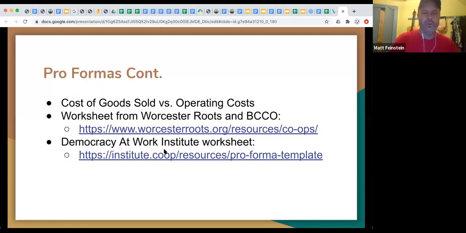Any other burning questions about cost of goods and overhead stuff? All right, let's get back to, oops. So these again are the links to pro formas. Are you able to see these pro forma links now? So again, the service one that we just did is at the Worcester Roots website there. That's a good one for services. And if you have more of a retail kind of business, the DAWI one is really good, the institute.coop one.